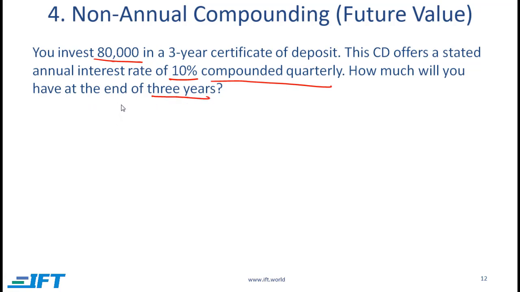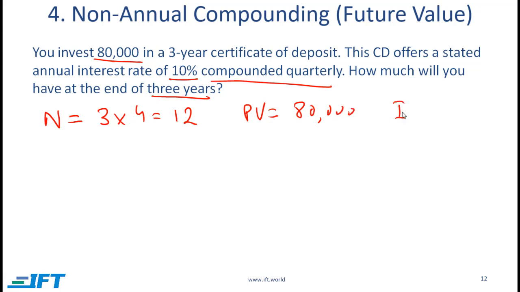How many periods do we have in this case? 3 years, and in each year we have 4 quarters. So the number of periods is equal to 3 times 4, which is equal to 12. What is our initial investment or present value? That present value is 80,000. What about the interest rate?